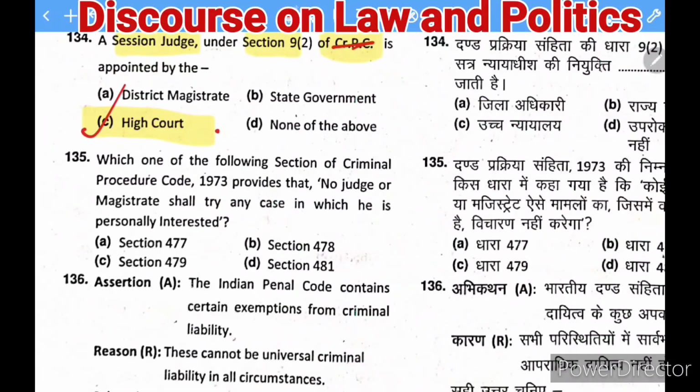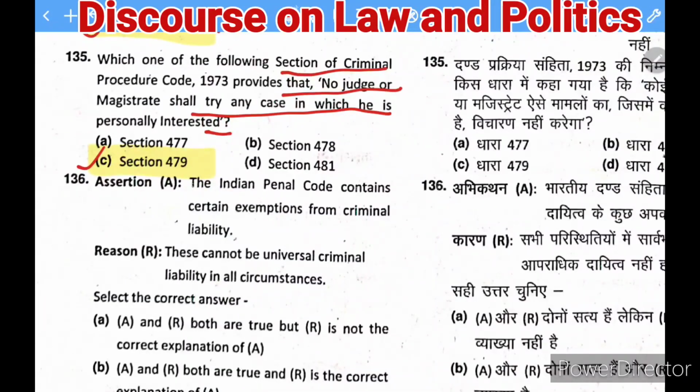Next question: which one of the following sections of the CrPC provides that no judge or magistrate shall try a case in which he is personally interested? The answer of this question is section 479. It says that a magistrate can't be a part of a case where he has a personal interest.